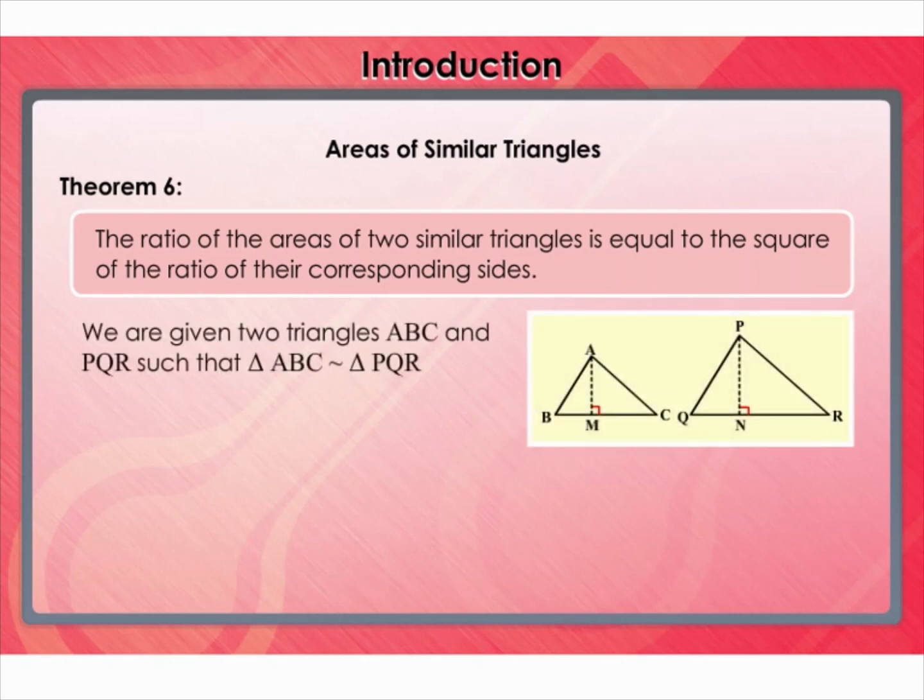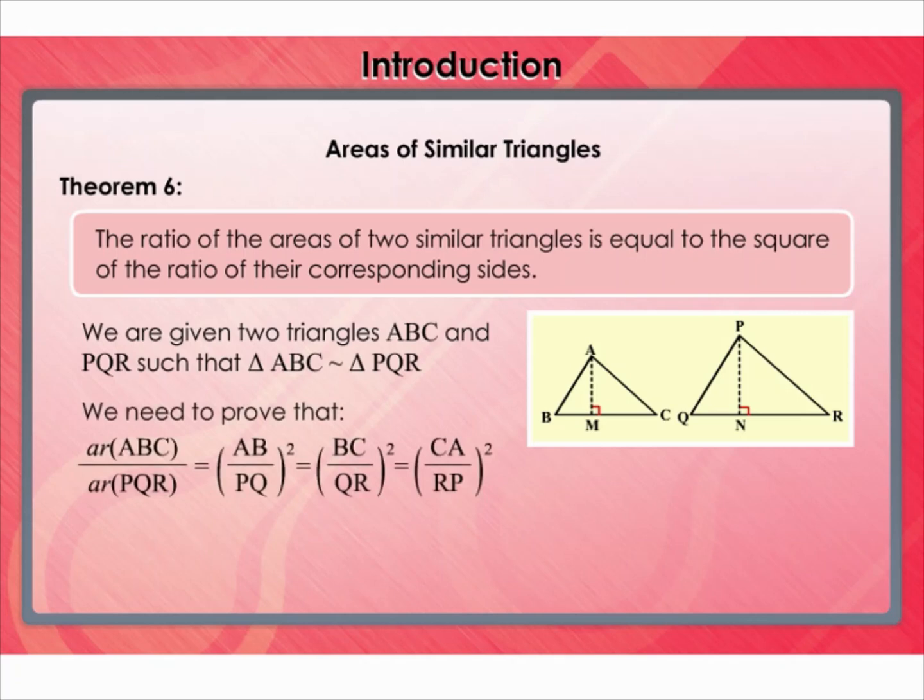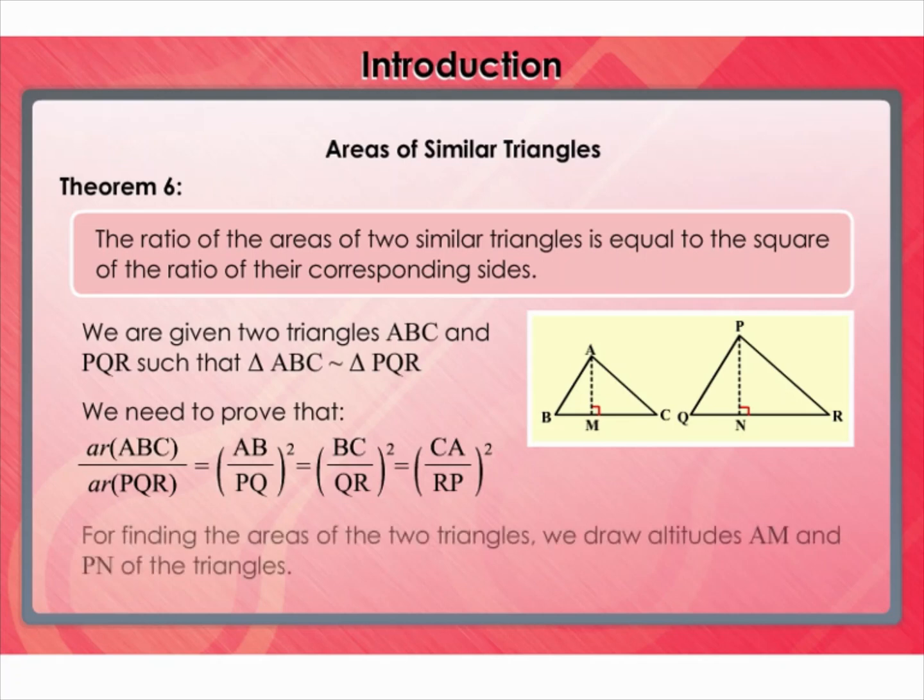We are given two triangles ABC and PQR, such that triangle ABC is similar to triangle PQR. We need to prove that area of ABC by area of PQR is equal to (AB by PQ) whole square, is equal to (BC by QR) whole square, is equal to (CA by RP) whole square. For finding the areas of the two triangles, we draw altitudes AM and PN of the triangles.